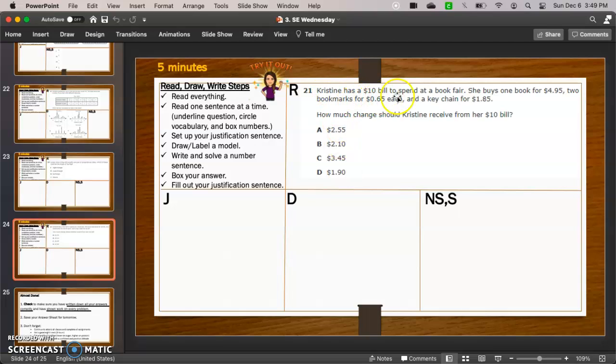Christine has a $10 bill to spend at a book fair. She buys 1 book for $4.95, 2 bookmarks for 65 cents each, and a keychain for $1.85. How much change should Christine receive from her $10 bill? A. $2.55. B. $2.10. C. $3.45. D. $1.90. Pause the video while you answer your problem in Pear Deck.